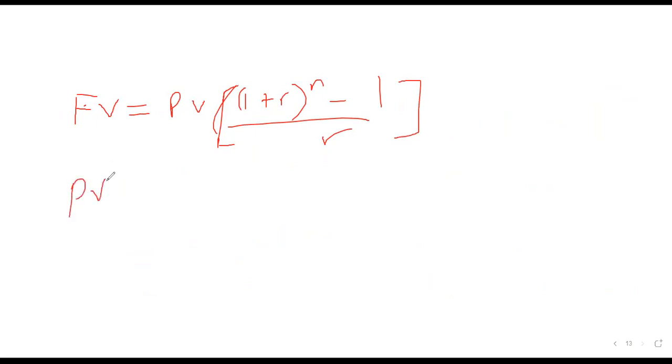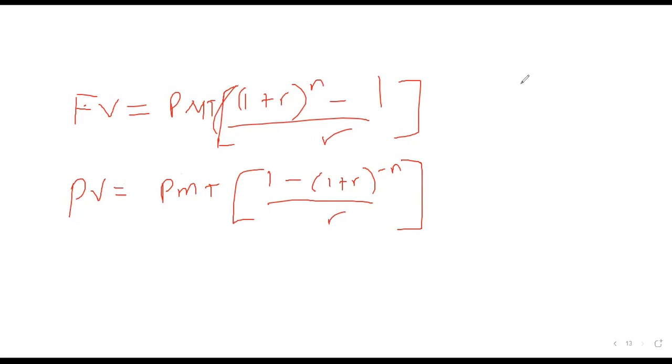Find the present value of an annuity. It's a payment. Here you can put payment, the periodic payment. But here we're going to have 1 minus 1 plus r to the power negative n, everything over r.